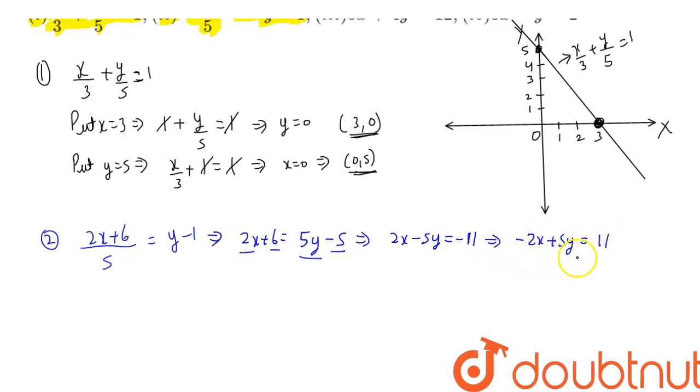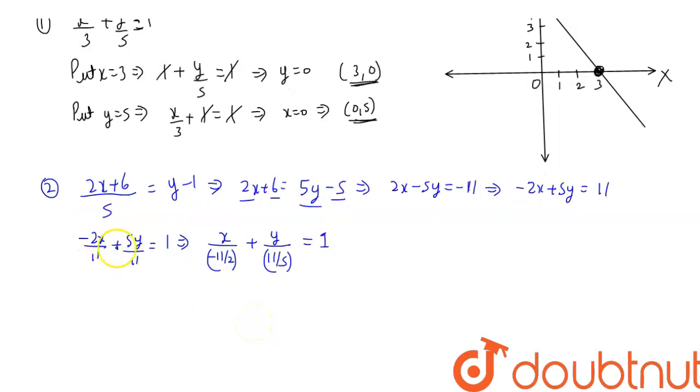Now we are going to rewrite this thing, but before that we are going to divide by 11 in this equation. So if we do that, then here we get the minus 2x by 11, here we have the plus 5y by 11, and that would be equals to 1. So it can be rewritten like the x whole divided by the minus 11 by 2, plus the y whole divided by the 11 by 5, and that is equals to 1 like this. So here we have got this equation.